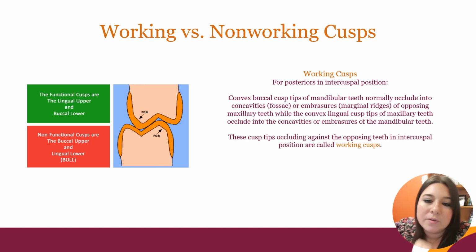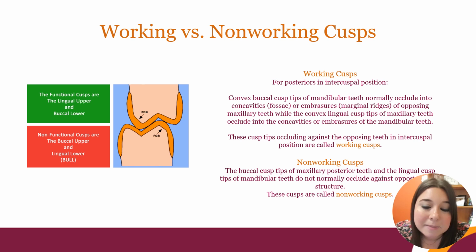Then we move on to the non-working cusps, and this would be the buccal cusp tips of maxillary posterior teeth and the lingual cusp tips of mandibular teeth, which do not occlude with each other. As you can see in the picture, again, the buccal upper side and the lingual lower are not touching each other. They are hanging out in their own little areas. So those would be the non-working cusps. Working, they're interlocked with each other. Non-working, they're just out to the side, not connecting.